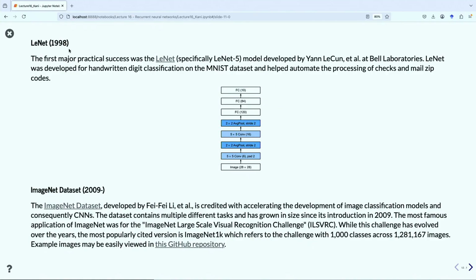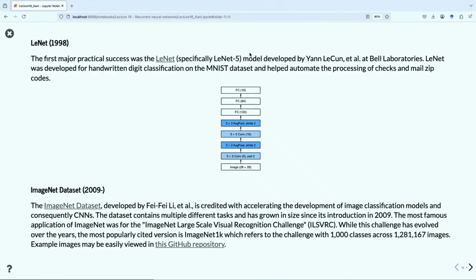I forgot that this was before 2000, but LeNet was published in 1998, which was simply a very small convolutional network developed by Yann LeCun at Bell Laboratories. I don't think Bell Laboratories exists anymore, right? Or if it does, it's a shadow of what it used to be. But this was used for handwritten digit classification, the MNIST data set.